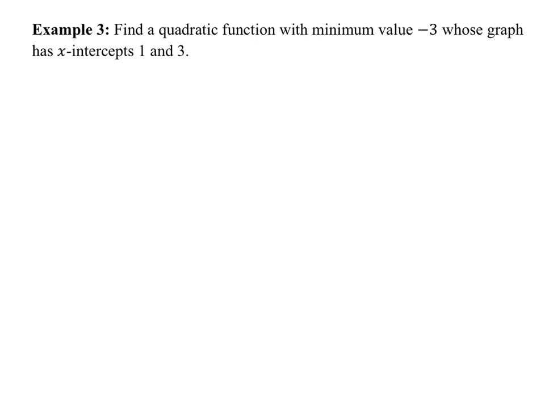So we want to find a quadratic function with a minimum value of negative 3 whose graph has the following intercepts of 1 and 3. What could you do to start this? Could you visualize it maybe? Would that help? So let's do that. Intercepts are 1 and 3. And the minimum value is negative 3.